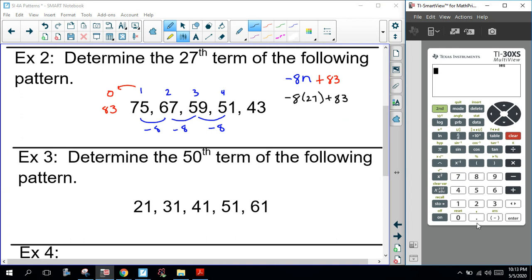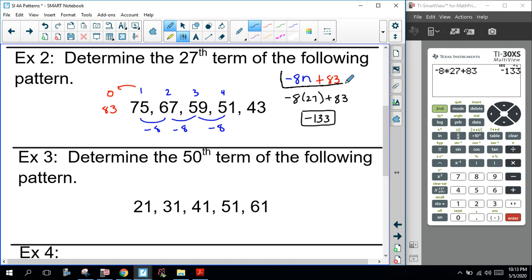So here we go. Let's check this out. Negative 8 times 27 plus 83. So we get negative 133. That is the 27th term in the pattern, and that is the answer to the question. Now, if I asked you for the expression that represents the pattern, this would be your answer right there.